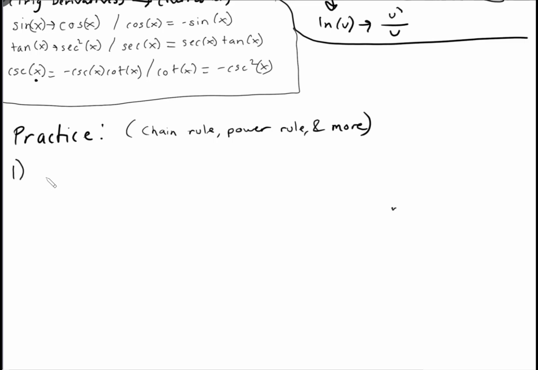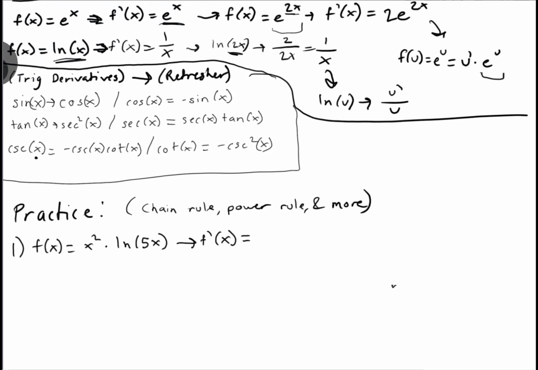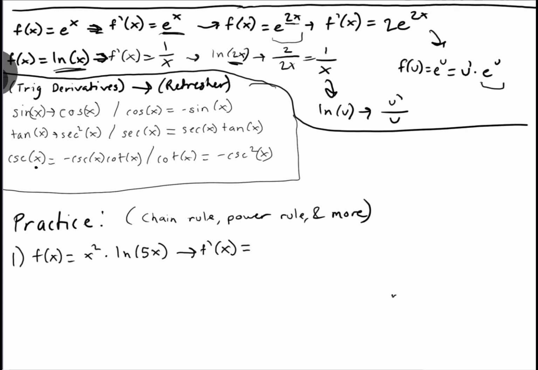So let's start off our first problem. Our function is going to be x squared times ln of 5x. What is the derivative of this function? I'll assume that you've taken a couple seconds to pause the video and try it on your own. You can rewind the video a little bit and look at the notes, but I'll leave them on screen. So at this point, you can pause the video and use the notes above to try this on your own.